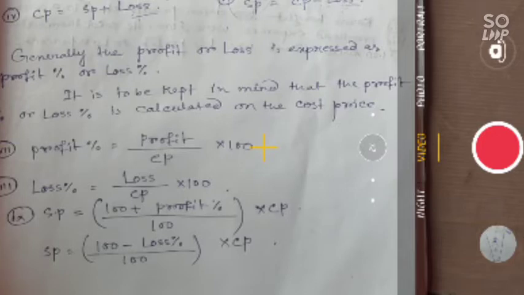how much profit did we get on 10 rupees? 2 rupees. So if I ask you how much percent you have profit here, that means you have to find out of 100 rupees how many rupees you will make profit.